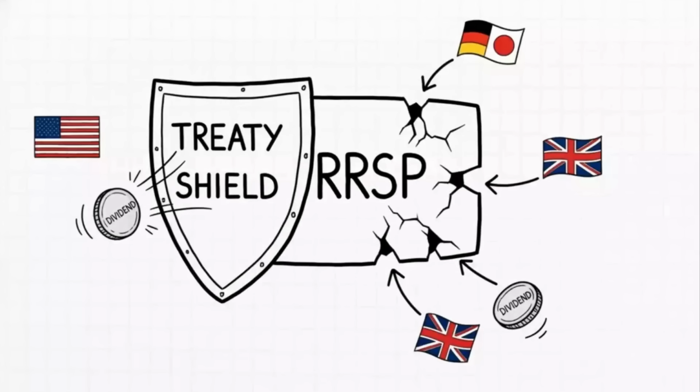If you hold these international stocks in an RRSP, you are also not safe. The US-Canada Treaty only covers the US and Canada. It does not force Germany or Japan to respect your RRSP. So, for international dividends, there is often no place to hide from the withholding tax, except for a non-registered account, where you can claim the foreign tax credit.